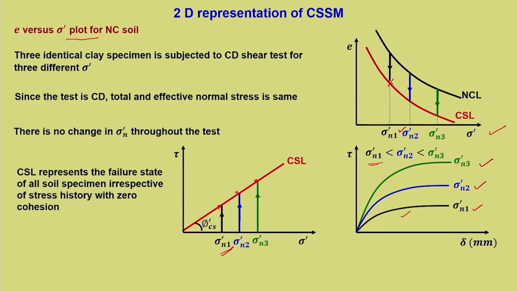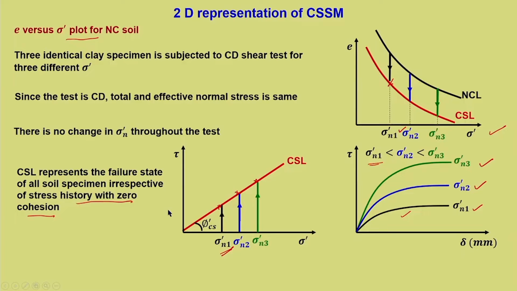Now, critical state line represents the failure state of all soil specimen irrespective of stress history with zero cohesion. You will hear this sentence quite a number of times throughout this lecture, because it is very important that it gets into our head properly. Why? Because that is the concept based on which the critical state is portrayed, like at critical state irrespective of any condition. So, we will have quite a few examples hinting the same point, and this statement will be in a way repeating throughout this module.